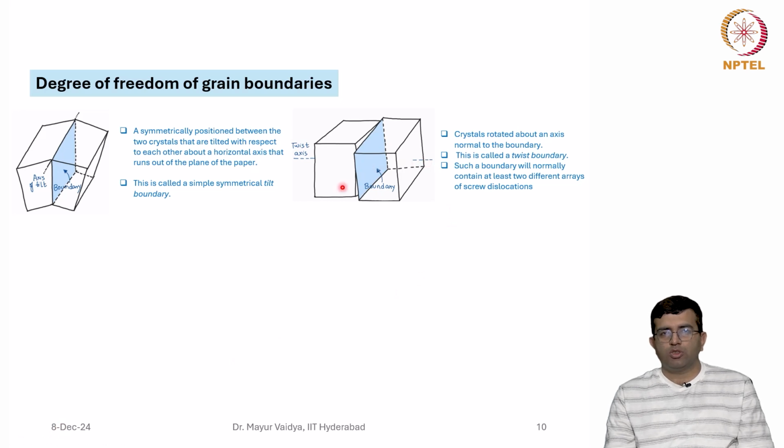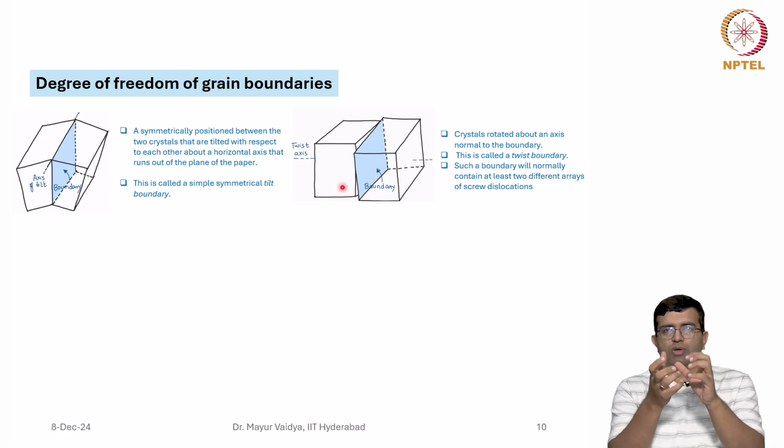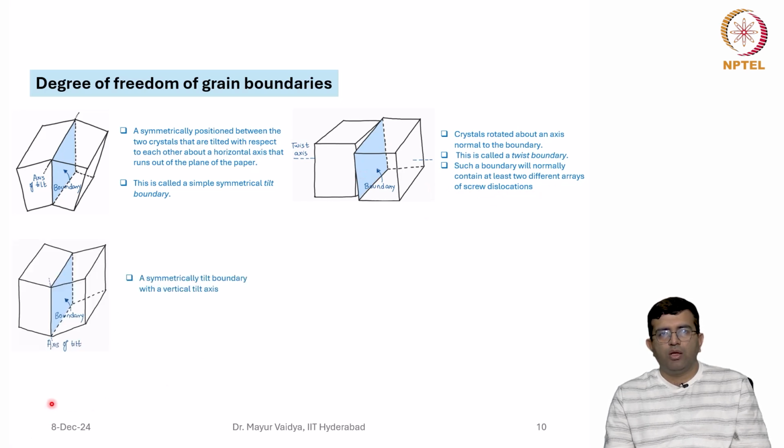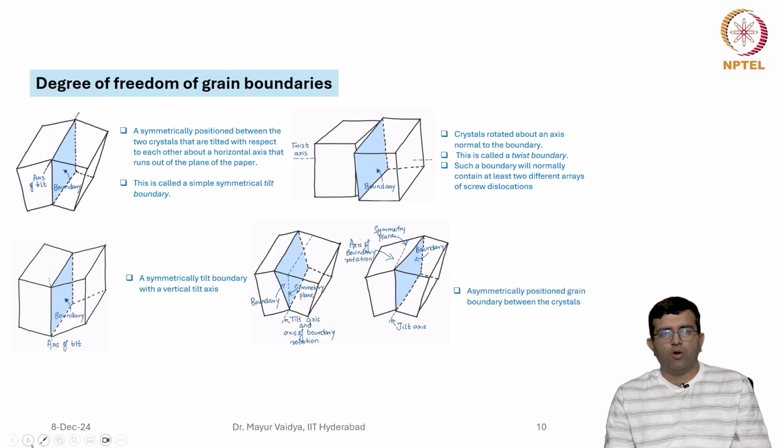There is also a twist boundary. You can see this when you are playing with a Rubik's cube or something. You can generate a twist boundary. Crystals are rotated about an axis normal to the boundary. So this is the twist axis, and this will contain at least two different arrays of screw dislocations. And then this is a symmetrical boundary with a vertical tilt axis. Then you can also have an asymmetrically positioned grain boundary. The tilt boundary can be asymmetrical also. So these are different ways in which the boundaries can exist. They can be more complex than this as well. It can be a combination of several things.